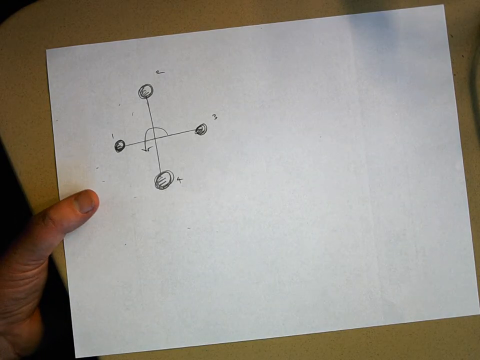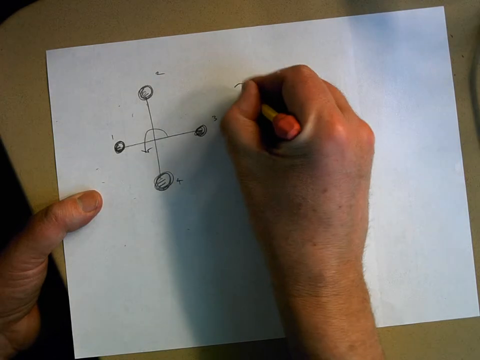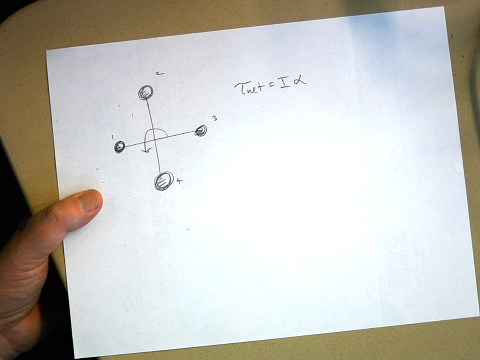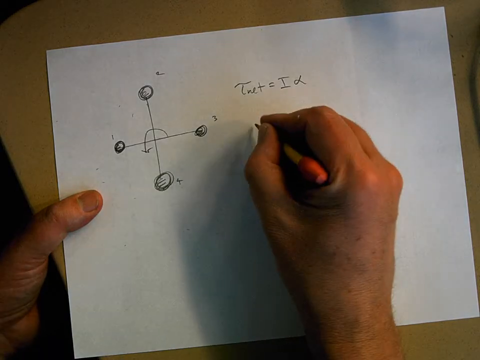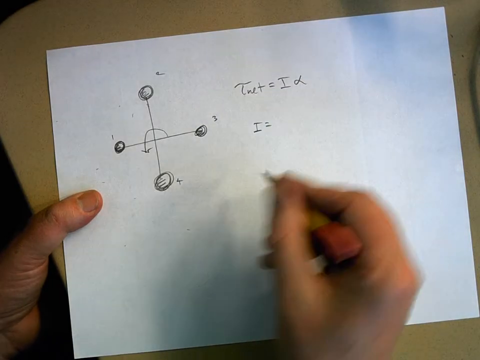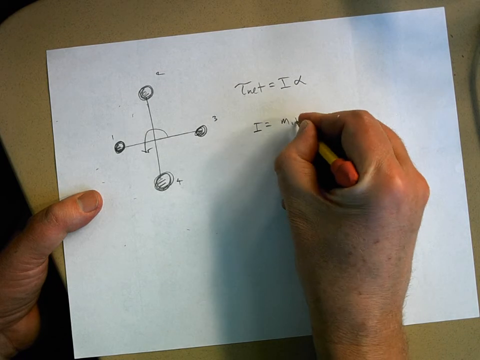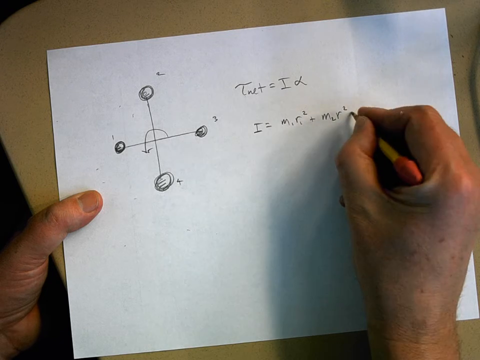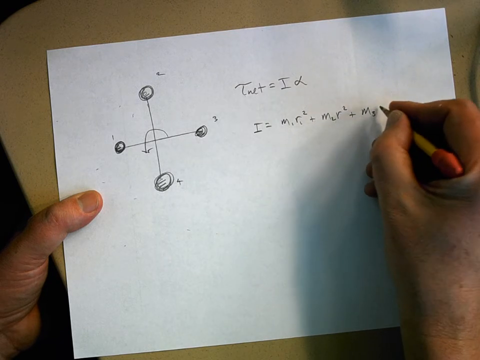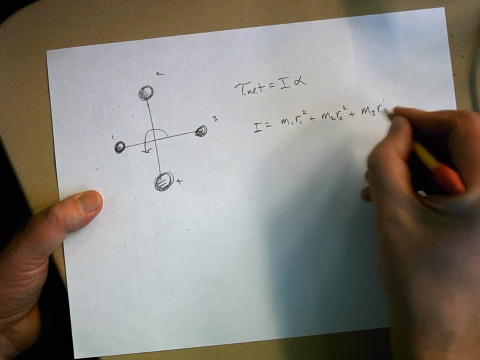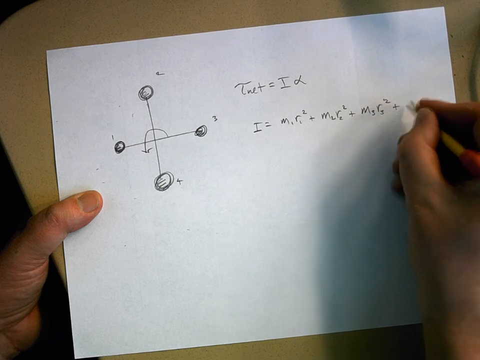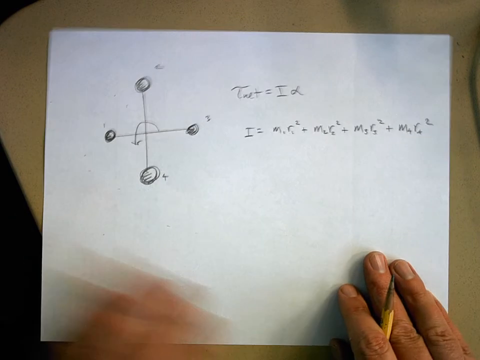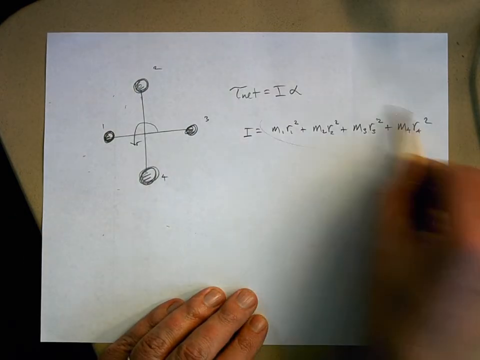Well, the net torque I need to cause an angular acceleration is equal to I alpha. But what is I? Well, I is equal to m1 r1 squared plus m2 r2 squared. Do you see what I'm doing? You can just sum all of these together.